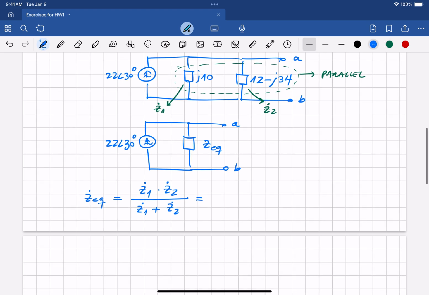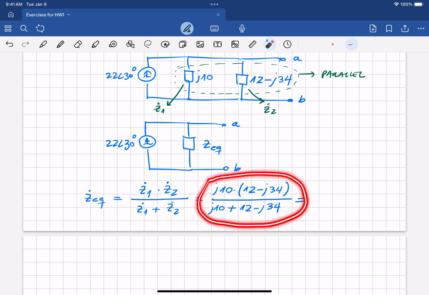So the calculation in this case would be J10 times 12 minus J34 over J10 plus 12 minus J34, right? So this calculation can be done by hand, definitely, but I highly recommend you to use your calculator. Any of your calculators is designed to manage complex numbers, so you would have to go to the settings and see how you would input this kind of equation to be solved.